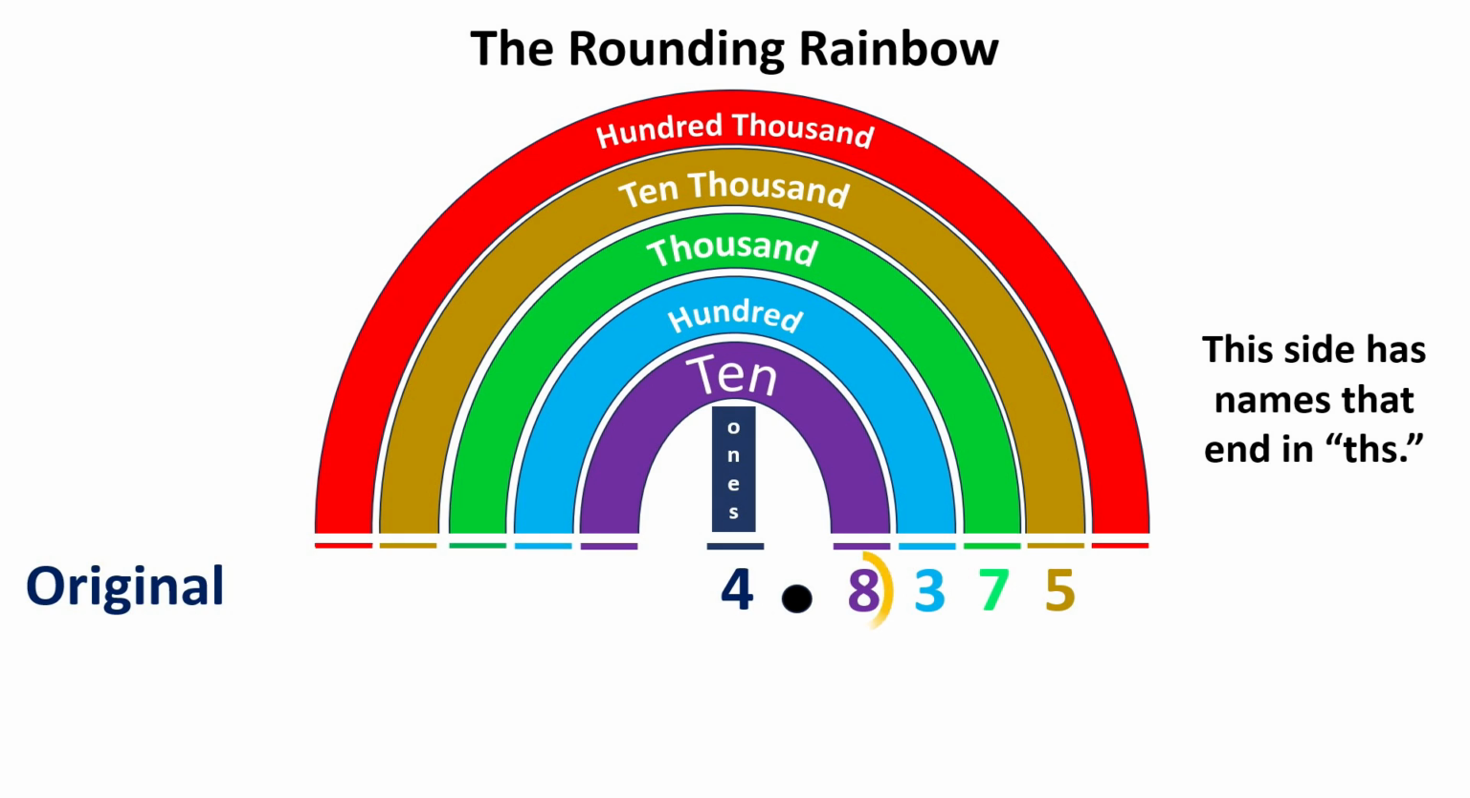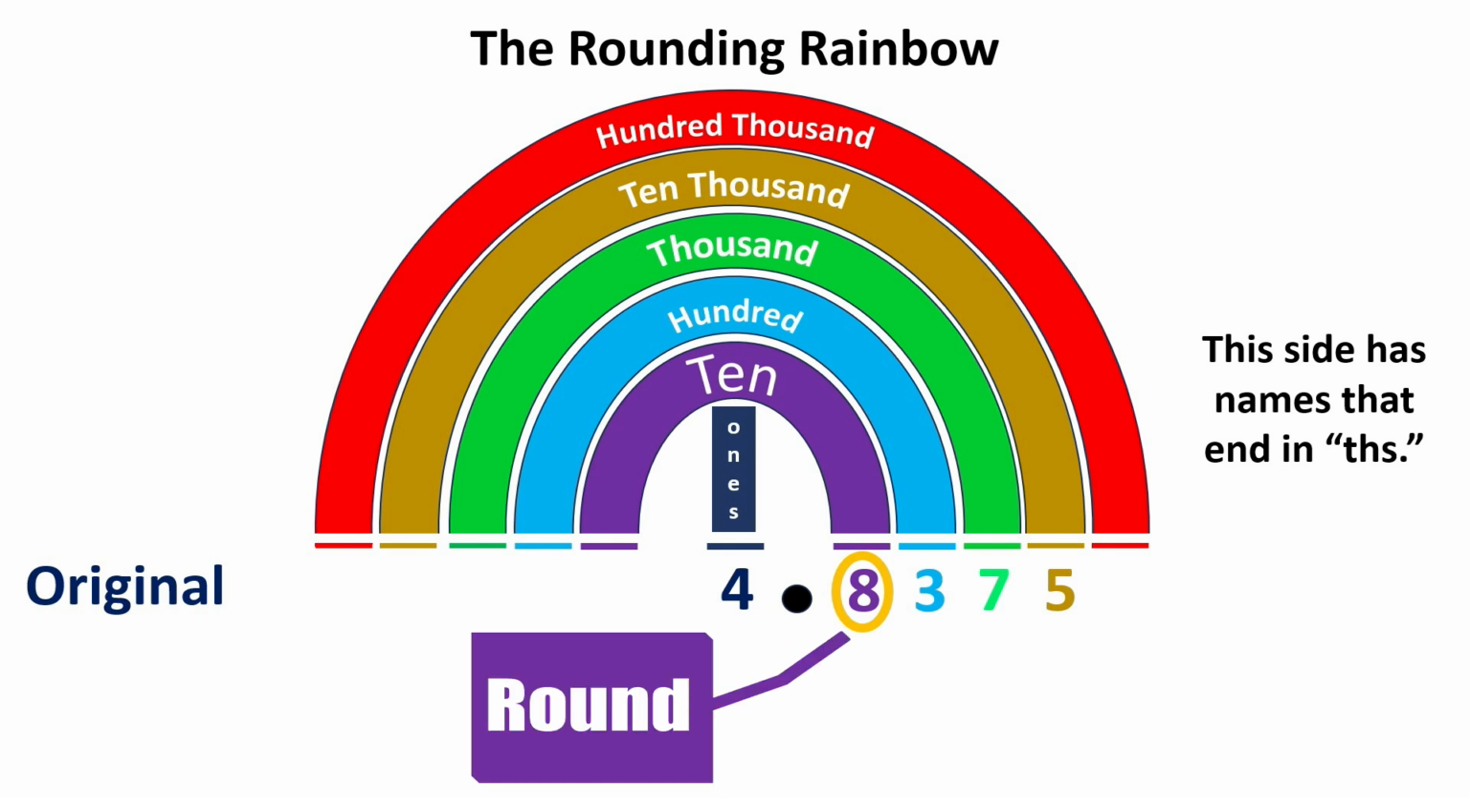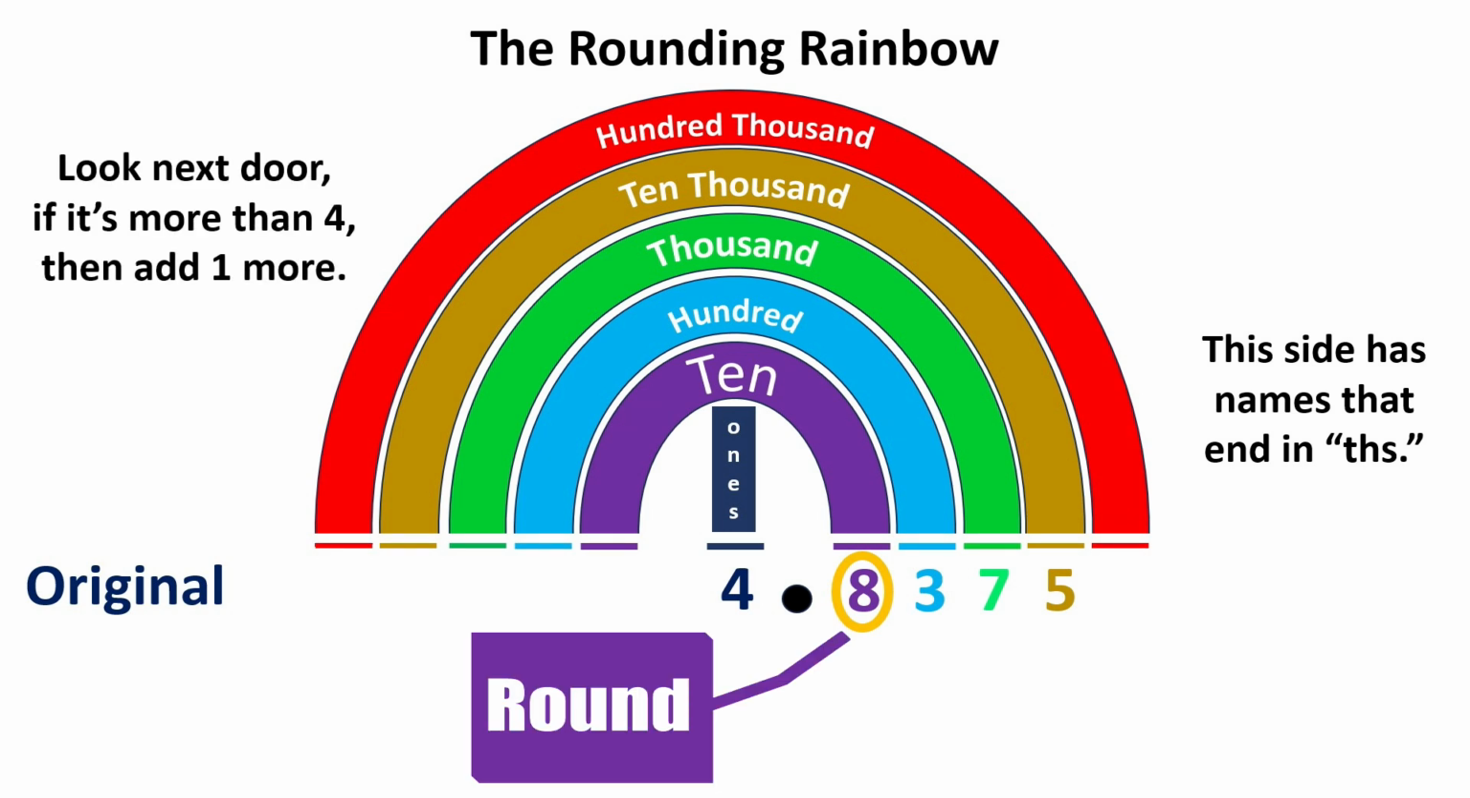First, we circle the place value we want to round. In this case, we're going to round the tenths place value. It's important to use a circle. Then we write the rhyme that tells us how to round. It says, look next door. If it's more than 4, then add 1 more. We'll draw a rectangle, which is the shape of a door. This is next to the digit we want to round.